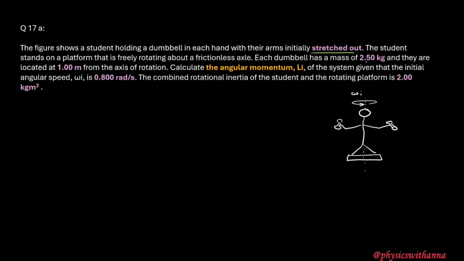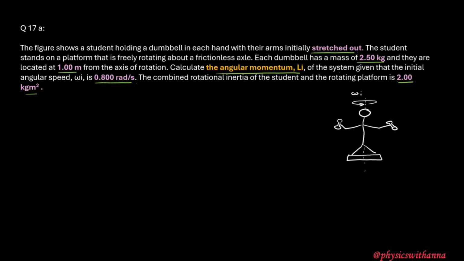Each dumbbell has a mass of 2.50 kg and they are located 1 meter from the axis of rotation. Calculate the angular momentum Li of the system given that the initial angular speed omega i is 0.8 radian per second. The combined rotational inertia of the student and the rotating platform is 2 kg meters squared.